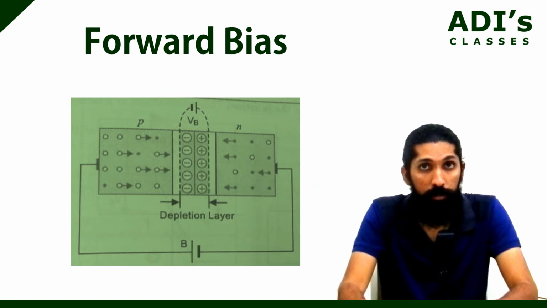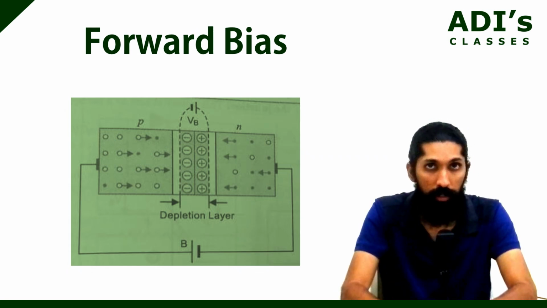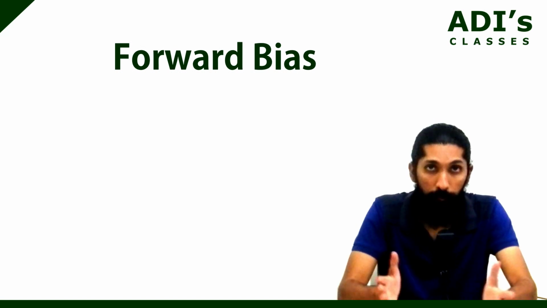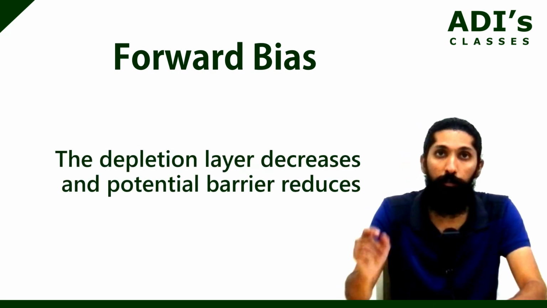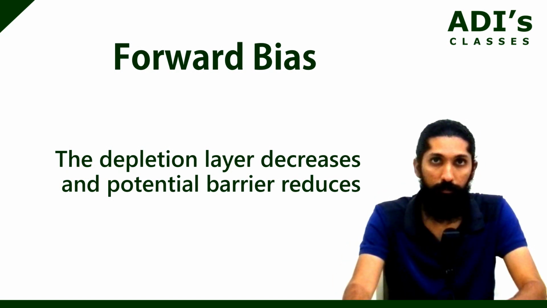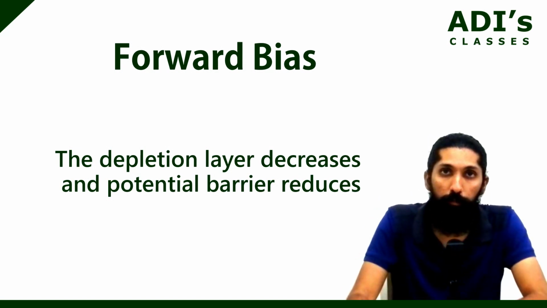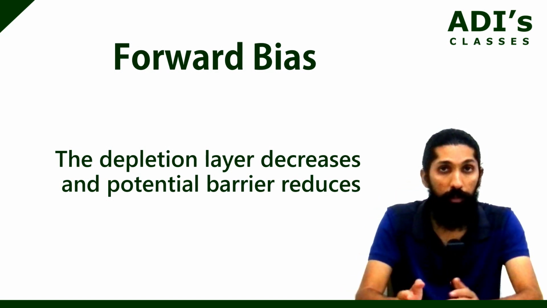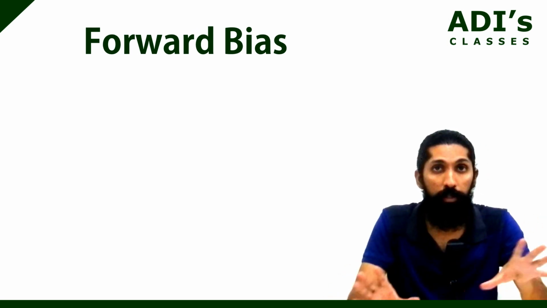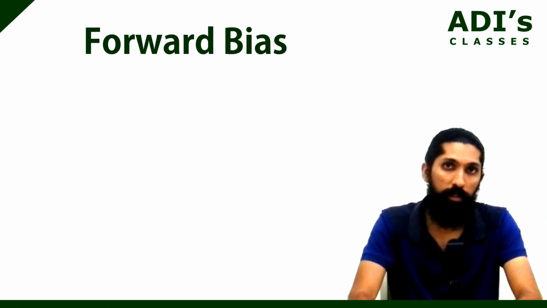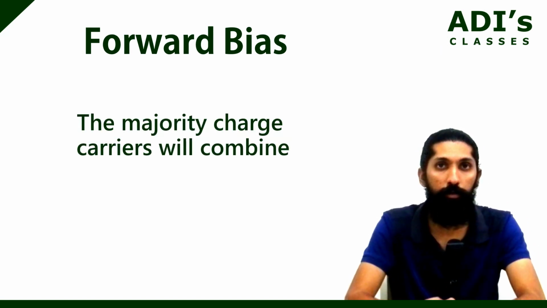What happens to the depletion layer? The depletion layer starts to reduce, or in the sense, the width of the depletion layer decreases, correct? Once that decreases, the potential barrier also decreases. They go hand in hand. So if one reduces, the other also reduces. Now when the potential barrier reduces, there are charges on both sides of the PN junction, in P type and N type. These two charges will start to combine together.